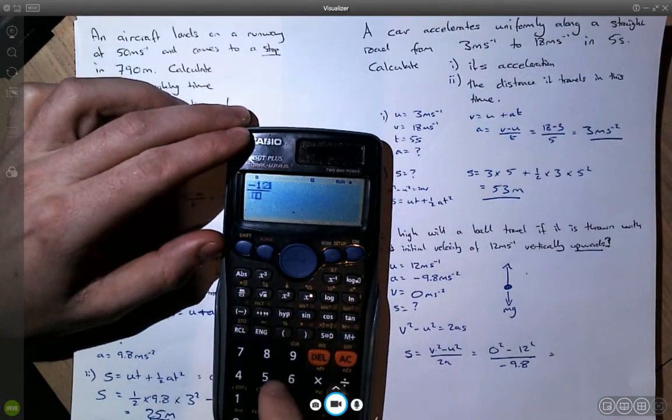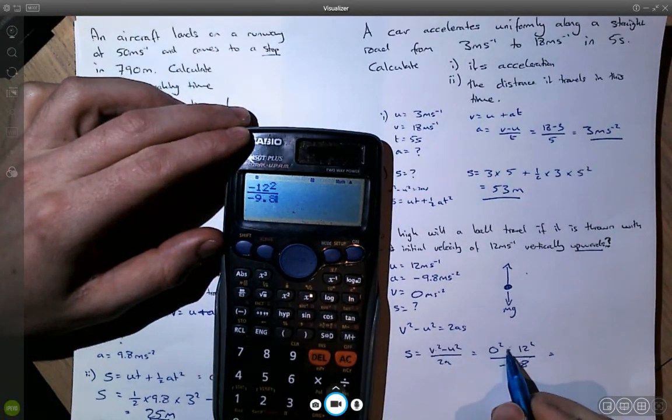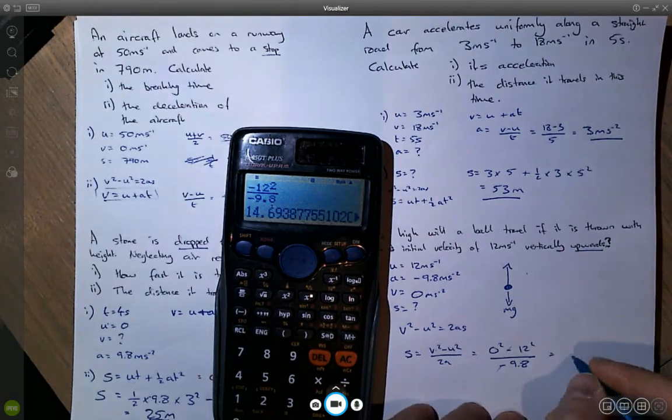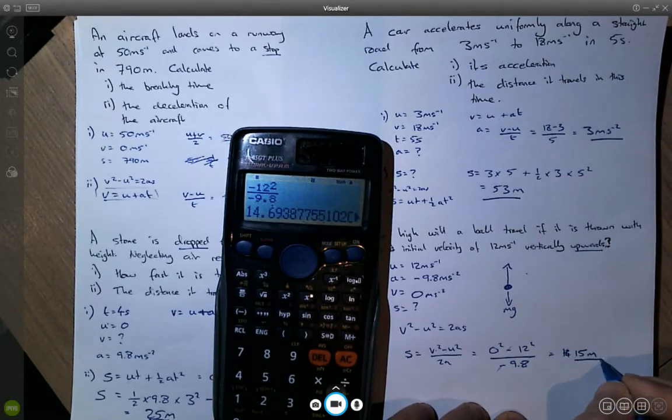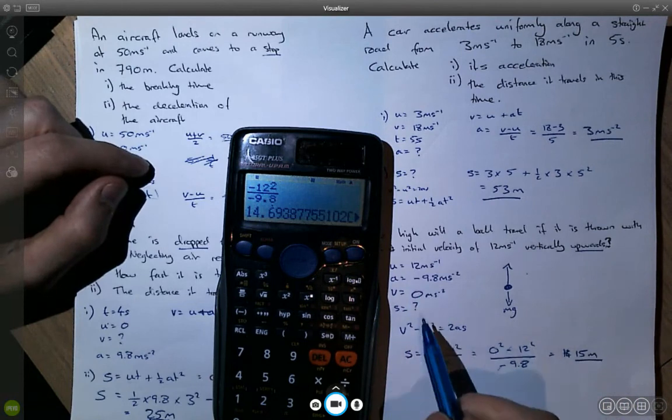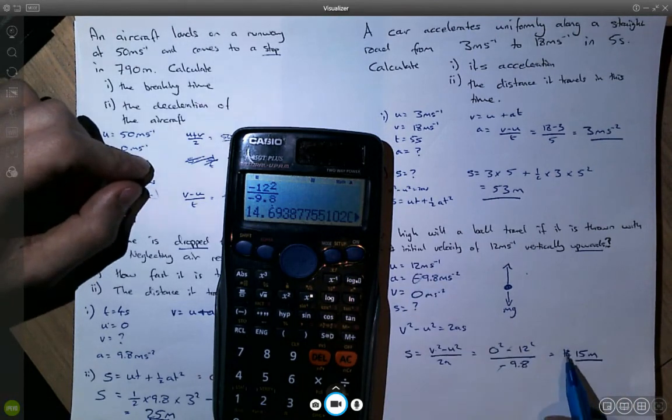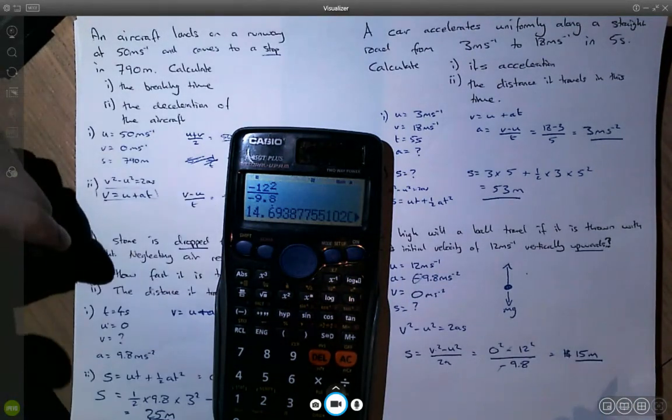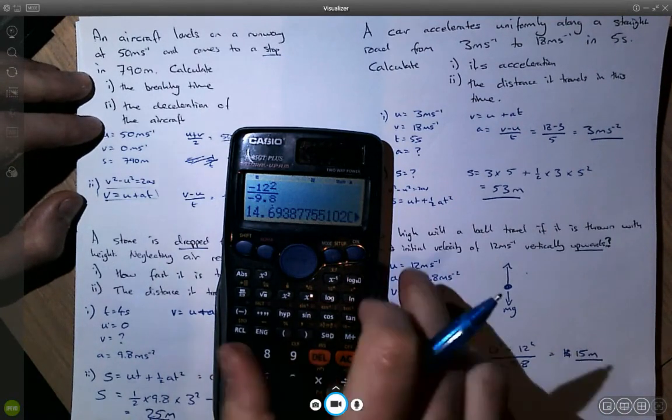So minus 12 squared over minus 9.8. And you'll see the minus signs cancel. So it's not a problem that we've chosen negative for gravity. So that's 14, I'm going to round that up, 15 meters. If you hadn't chosen gravity as negative, then you'd get a negative answer here, and you'd obviously have to make the correction there. But this is the correct method.